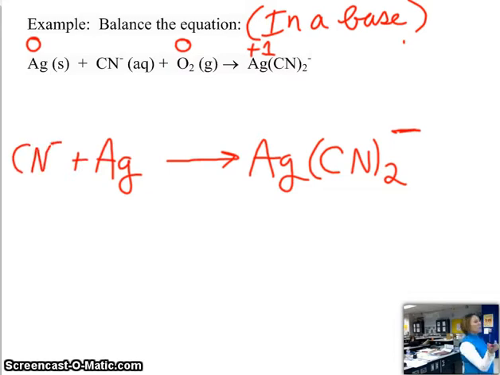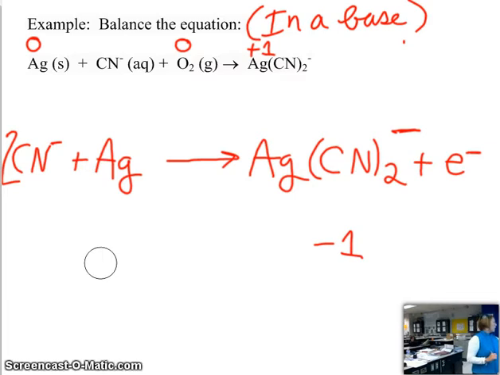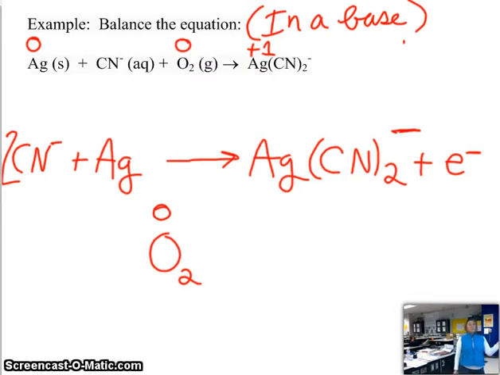In order to balance the CN, we have to add these CN minuses over here. So balance everybody except hydrogen and oxygen first. There's 2 CN minuses there, 1 silver, 1 silver. Balance the charge using electrons. The charge over here is -2. The charge over here is -1. So you go to the side with the higher charge, which is over here, and you add electrons to make them equal. Now, who's left? Just this oxygen with no charge. Well, it must be getting reduced.